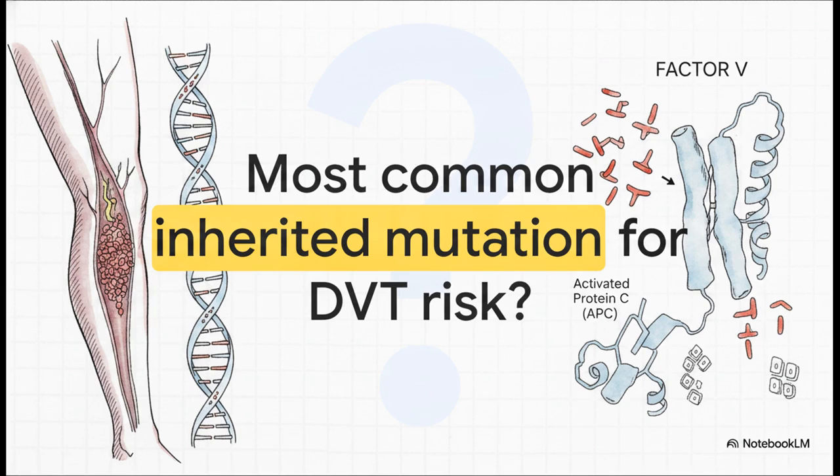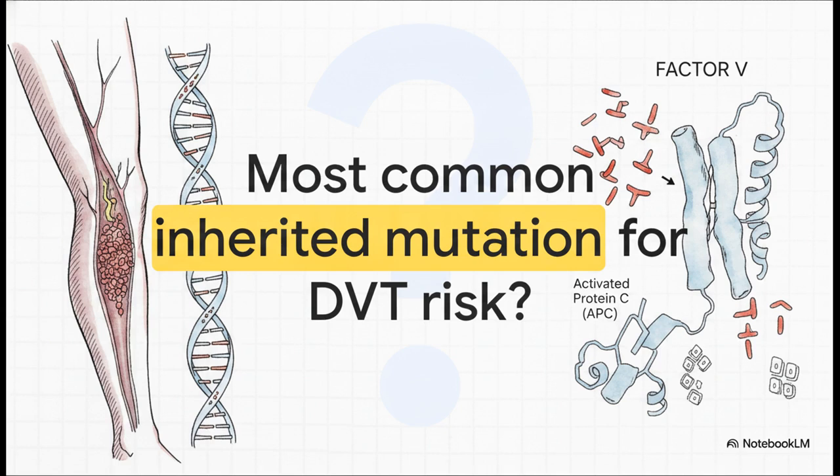What is the most common inherited thrombophilia mutation in Caucasians causing DVT risk? A, antithrombin 3, B, factor V Leiden, C, protein S, or D, prothrombin G20210A? The answer is B, factor V Leiden.